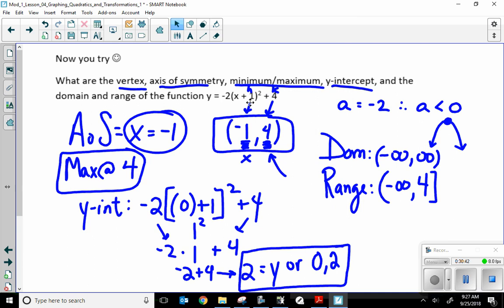If you don't like the vertex form better than the regular form, for this situation, you've got to use it more because, man, this was done very quickly if you understand the concept. Okay?